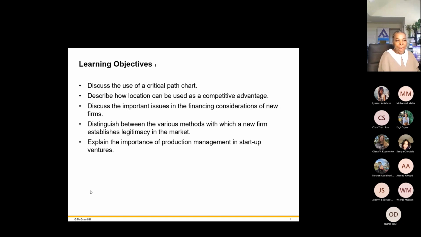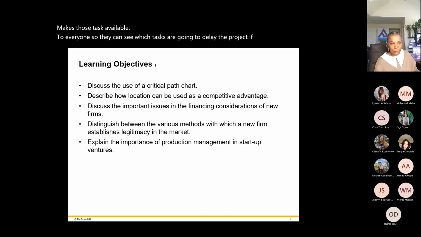Okay, hopefully I'm back. So the project manager makes those tasks available to everyone so they can see which tasks are going to delay the project if they are delayed.